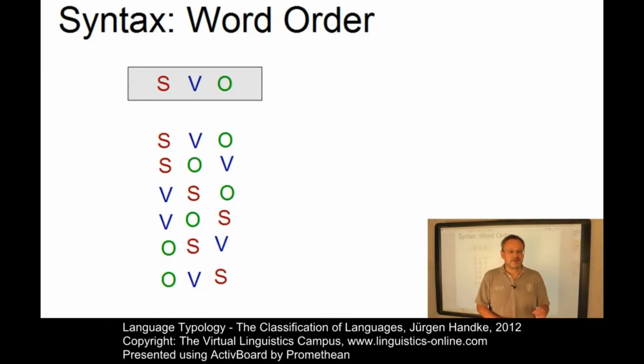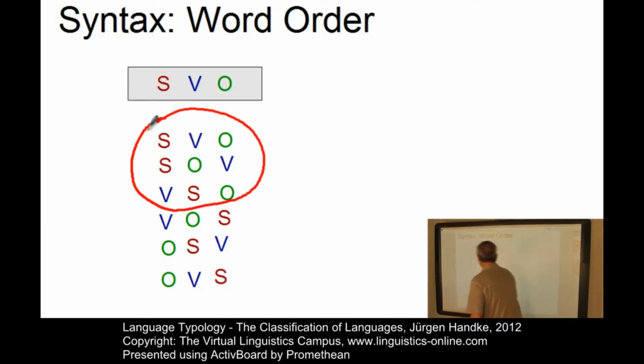However, the distribution of these types across the languages of the world is relatively remarkable, because we find that these orders here, the first 3, cover the vast majority of the languages of the world, and that the other types, these 3, are very much marginal. Well, what do the first 3 have in common? Well, they have in common that the subject always precedes the object.